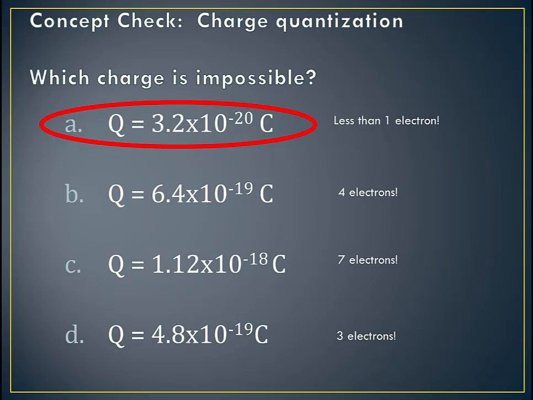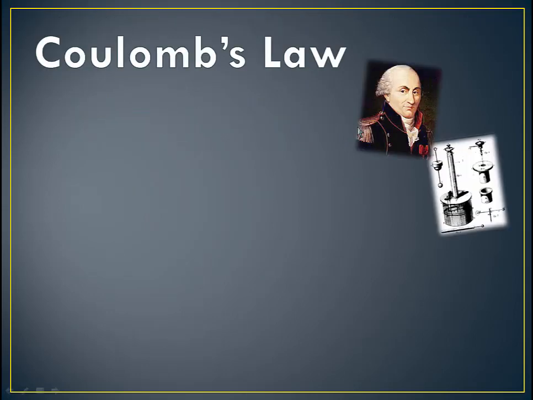So in other words, back to the donut analogy, you can go to Dunkin' Donuts and you can buy 3 donuts, 7 donuts, 4 donuts, but you can't buy 3/4 of a donut. At least not that I know of. Next, let's talk about Coulomb's law.